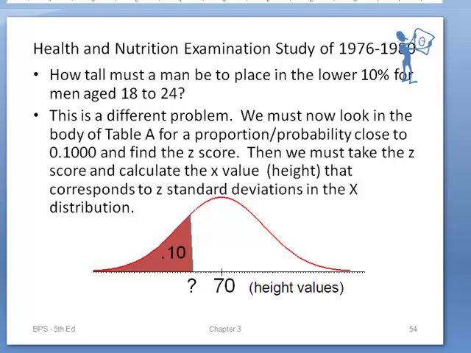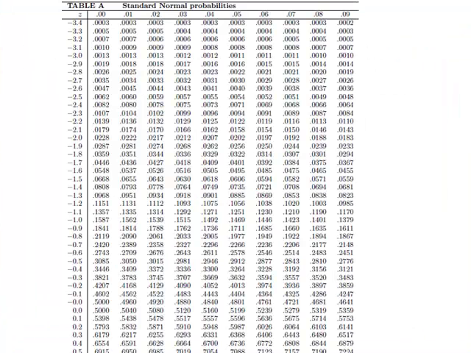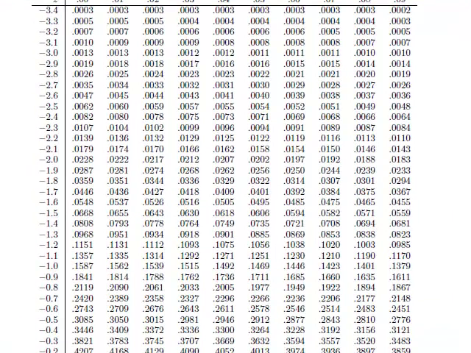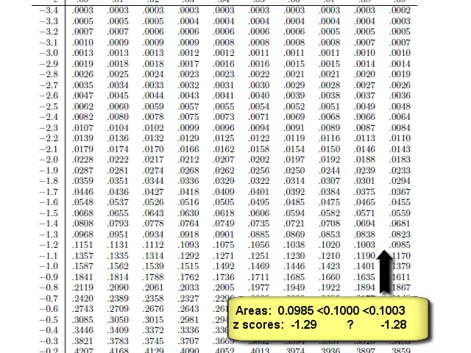We're going to have to look in the body of our table to find the closest Z-score we can to it. So what we're going to do is we're going to pull up our Z-score table and we're going to try to look for 0.1000. Now looking at this chart, I don't see 0.1000, but I do see a number a little bit more than it and a little bit less. So I see 0.1003, and then I see 0.0985. That's a number just larger than and just smaller than. So 0.1000 would be in between those two.